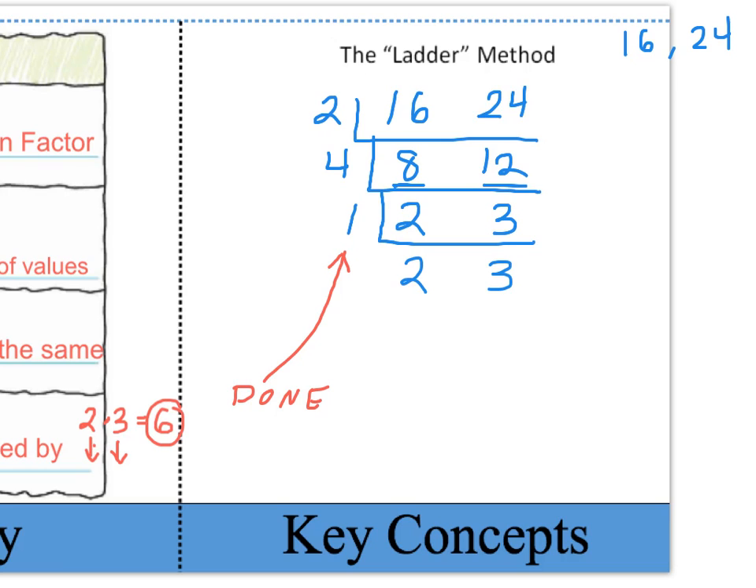But to find the GCF, we need to multiply all the numbers on the left-hand side of the ladder. So I'm going to take 2 times 4 times 1 and multiply them together. So 2 times 4 times 1 is 8. So the GCF of 16 and 24 would be 8. So this means that 8 is the greatest factor that 16 and 24 have in common.